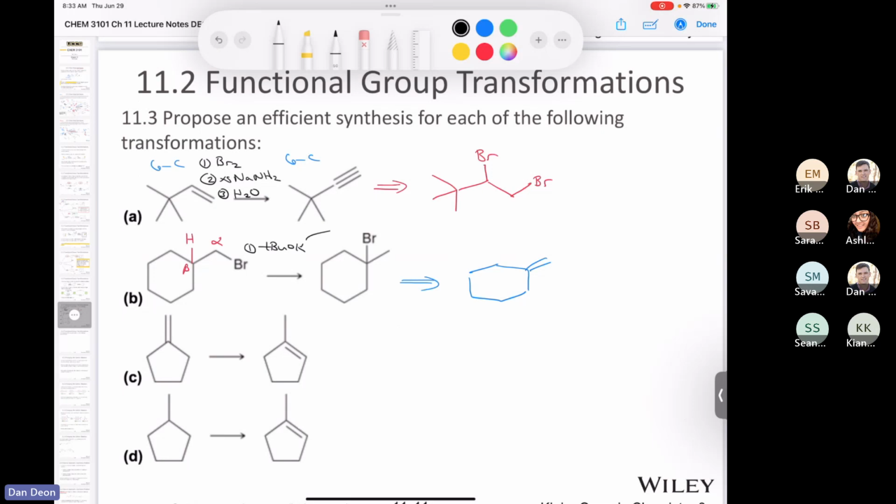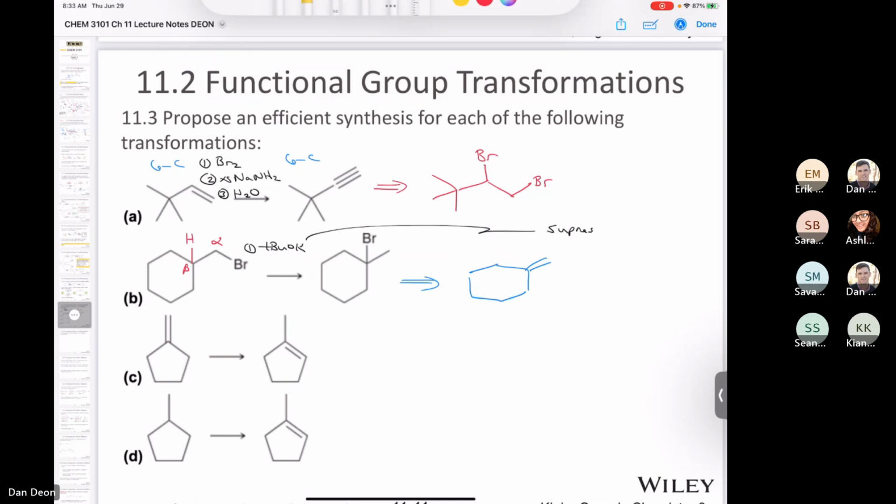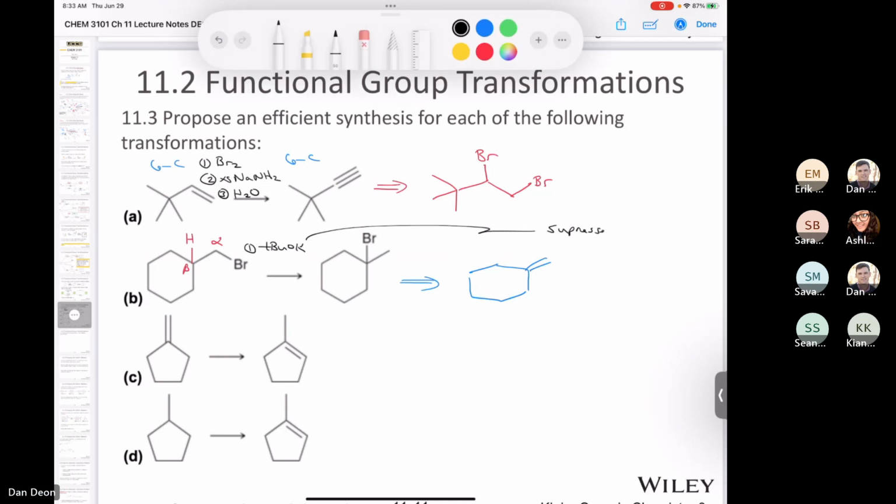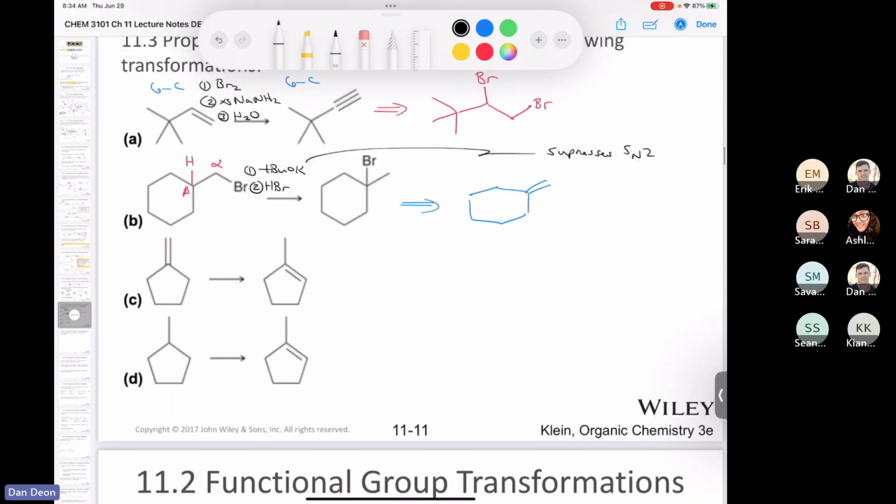And I'm going to make a little note here. I'm going to put suppresses SN2. All right, so that's our first step. That makes the compound in blue. And then once we have the compound in blue, we just have to do a Markovnikov addition of HBr, my friends, and we are done. Done like dinner.